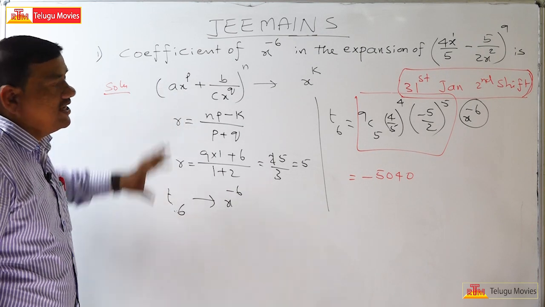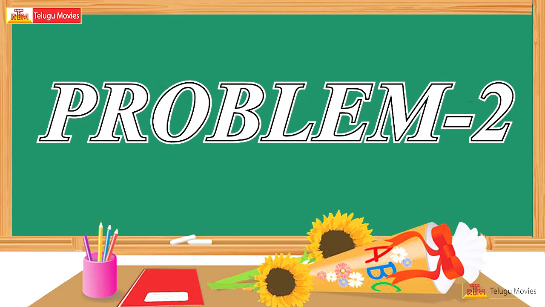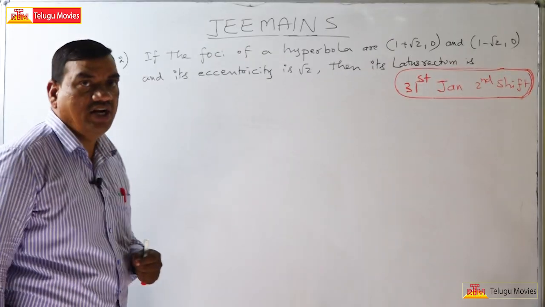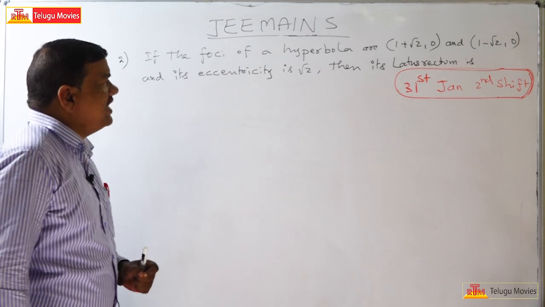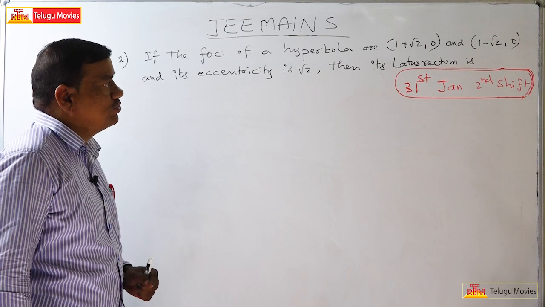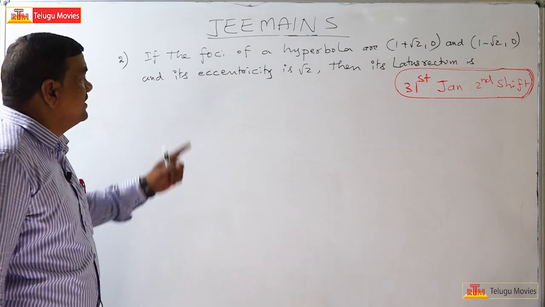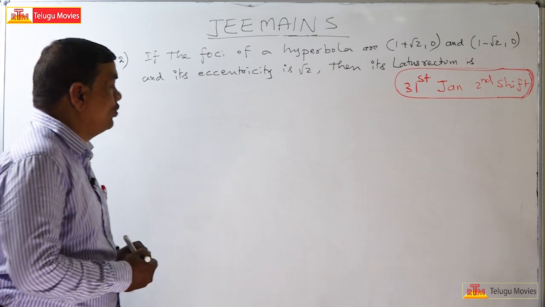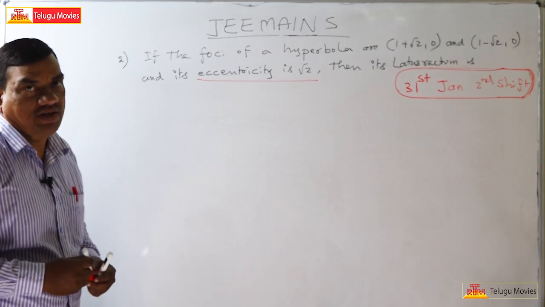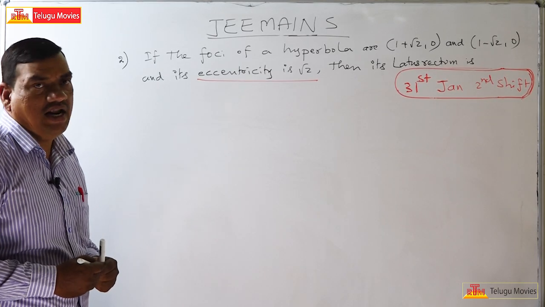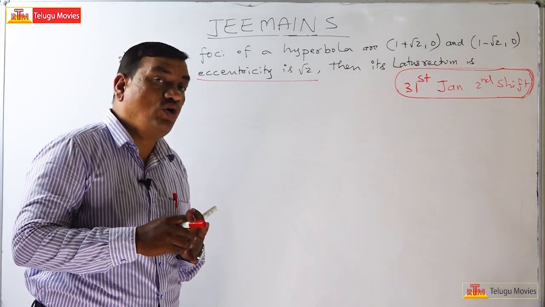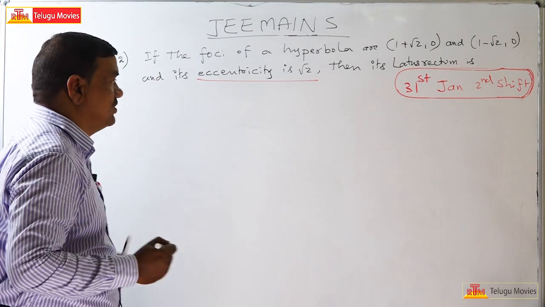Okay now, let us move to the next problem. Welcome to the second problem. This is from conic sections, hyperbola. If the foci of a hyperbola are (1 plus root 2, 0) and (1 minus root 2, 0), and its eccentricity is root 2, then its latus rectum is what? To find the latus rectum, you compulsorily need the a value and b value.